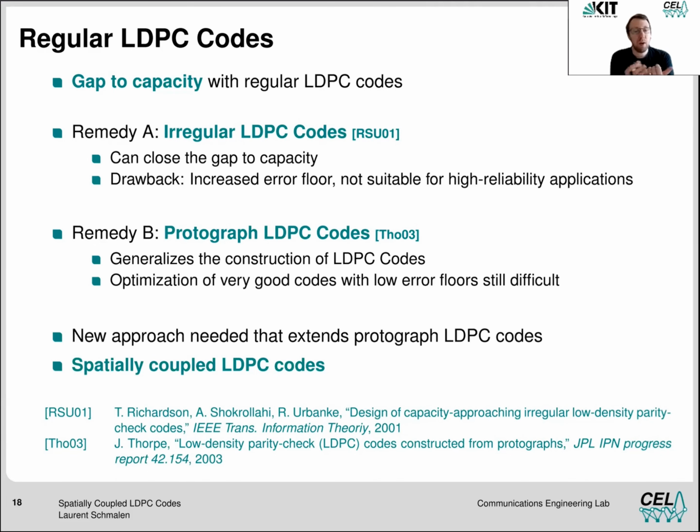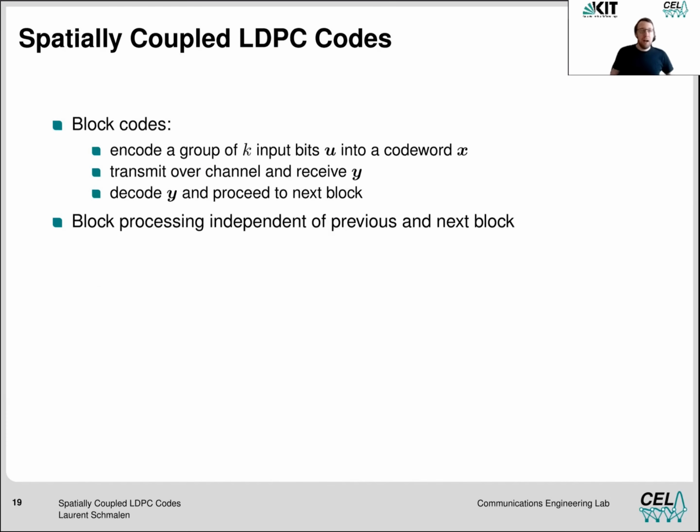So we need a new approach, and we choose one that extends protograph LDPC codes, which is called spatially coupled LDPC codes, which is a very special extension of protograph LDPC codes. So let's look at how spatial coupling works. In the block codes that we have looked at, we always take a group of k input bits and then code it into a code word X. So we have block processing where the different blocks are independent of each other.